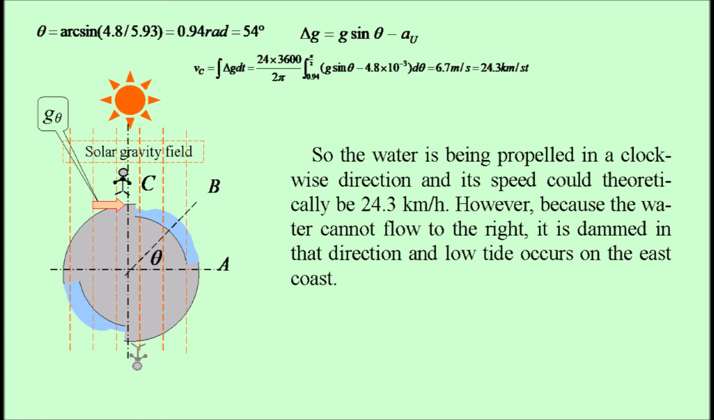However, because the water cannot flow to the right, it is dammed in that direction and low tide occurs on the east coast.